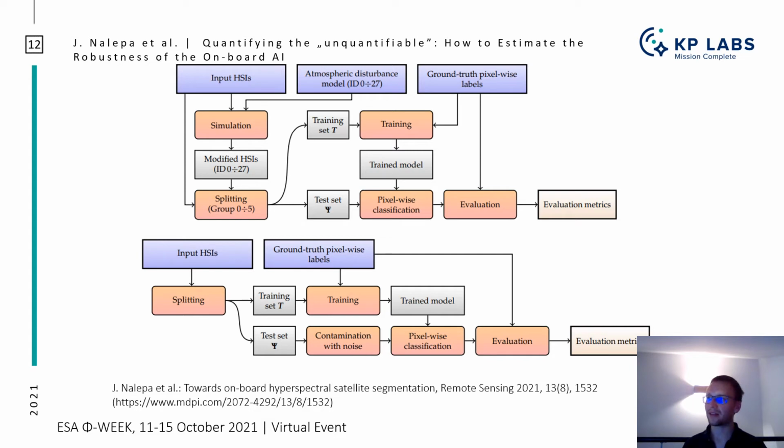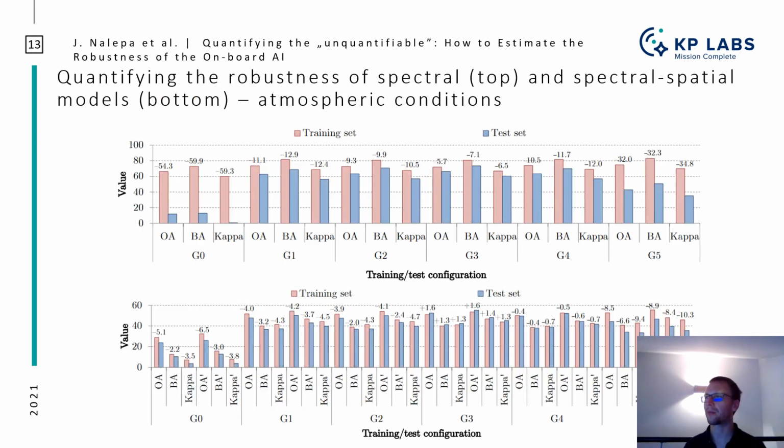The same might be applied for simulating different noise in the data, so we can contaminate our test pixels with noise of a given distribution, like Gaussian or impulsive noise might be injected here. And again, we evaluate our models over the contaminated data to actually understand if we are robust against noise.